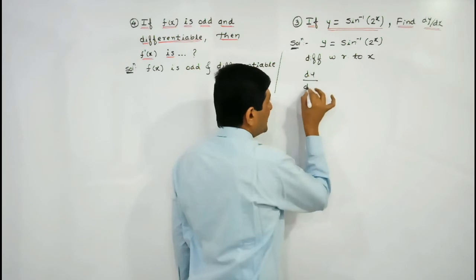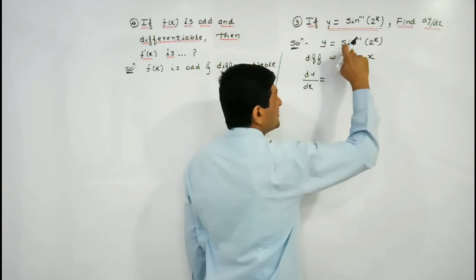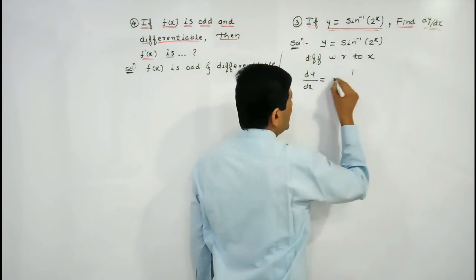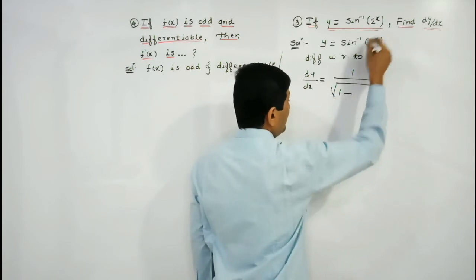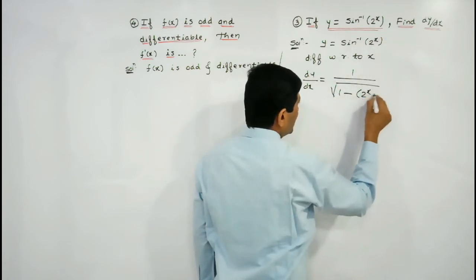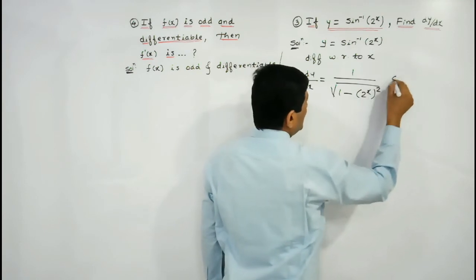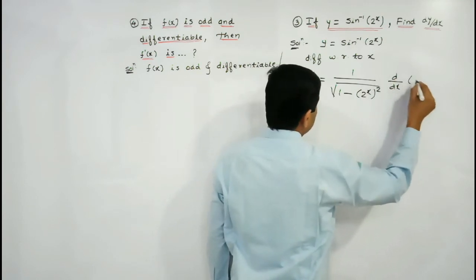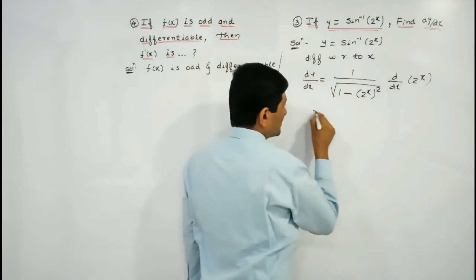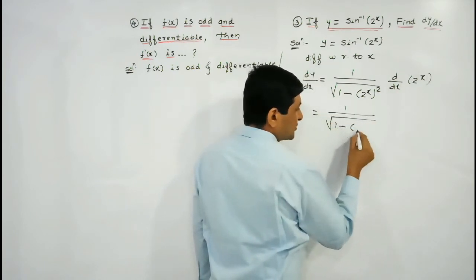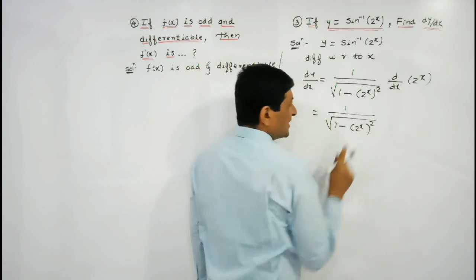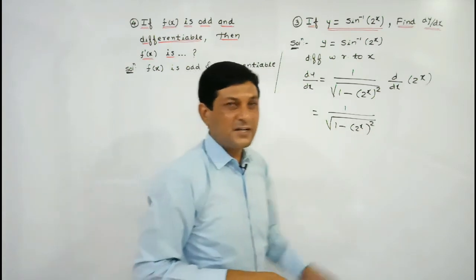So dy upon dx is equal to, what is the derivative of sine inverse of f of x? It will be 1 upon under root 1 minus square of f of x, means square of 2 raised to power x, into derivative of f of x. What is f of x? 2 raised to power x. So this is equal to 1 upon under root 1 minus 2 raised to power x whole bracket square, keep it as it is. Now we are finding the differentiation.